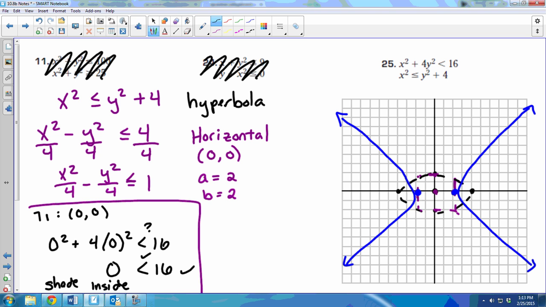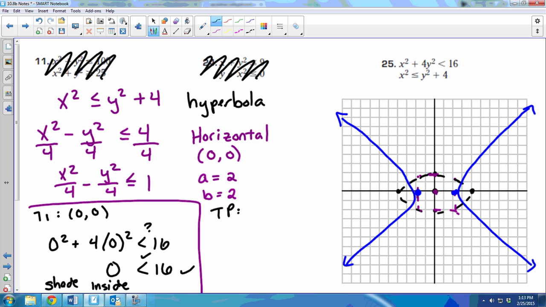Now I already know I'm supposed to shade inside the ellipse. We already talked about that. But now I've got to do the shading for the hyperbola. Again, the same concept applies. So I'm going to pick 0, 0 because I can. But if I pick 0, 0 and it's true, then I'm supposed to shade wherever the 0, 0 is. That's this big area here, right? If it was false, I would shade inside the branches. Okay? So keep that straight.